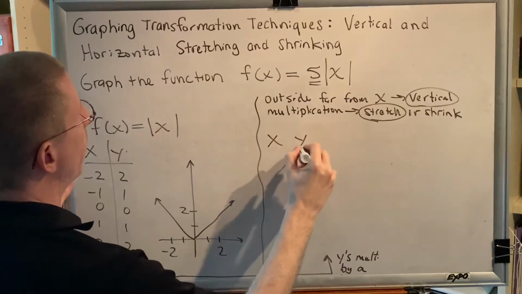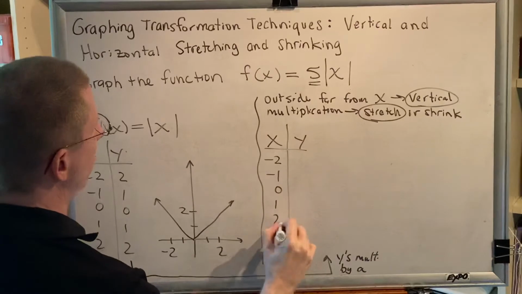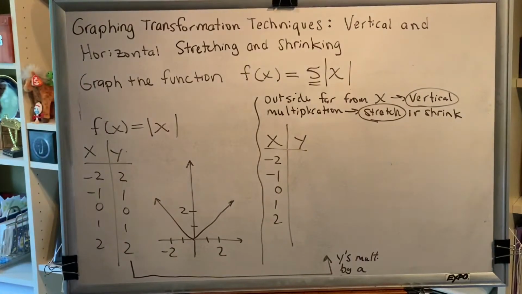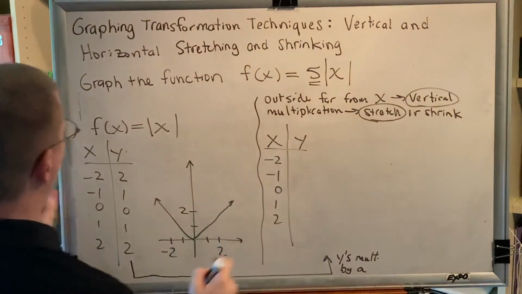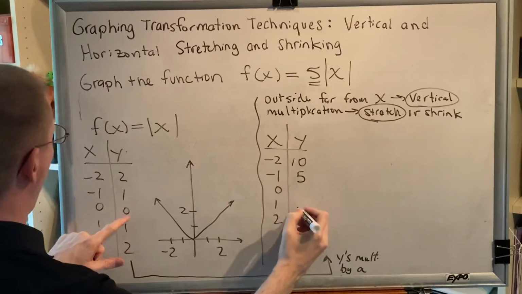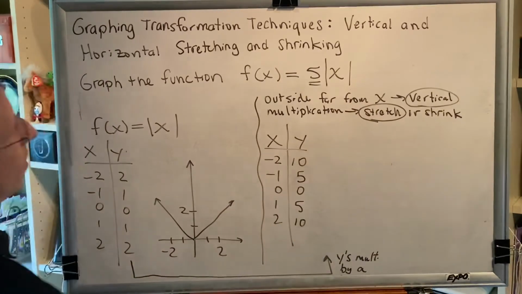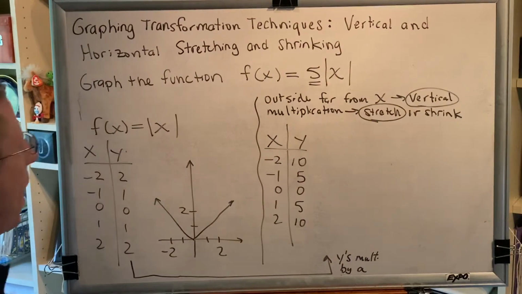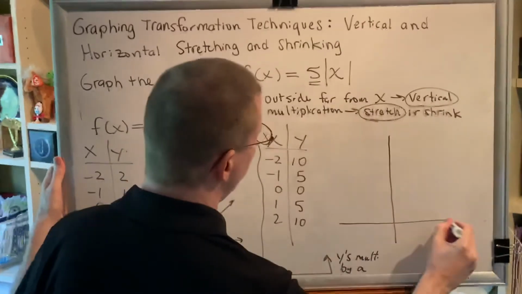So I'm going to make my table of points here. The x's are going to be exactly the same. No change on the x's, because this is a vertical transformation, only the y's change. And how the y's change is they all get multiplied by 5. So 2 times 5 is 10, 1 times 5 is 5, 0 times 5 is 0, and so on down the chart. Now I can create my new graph using my new points.